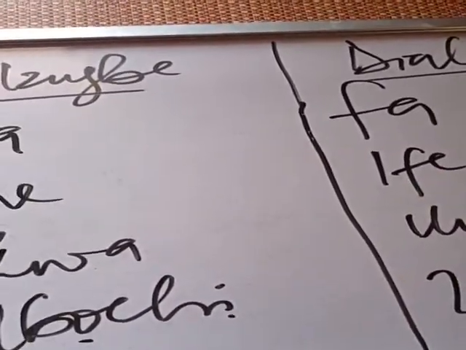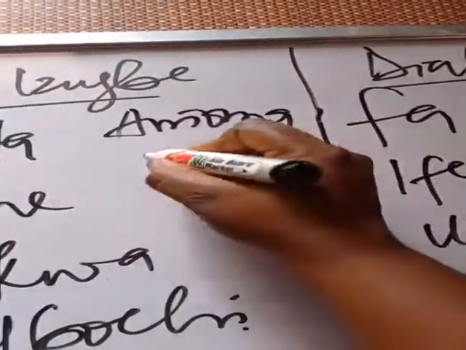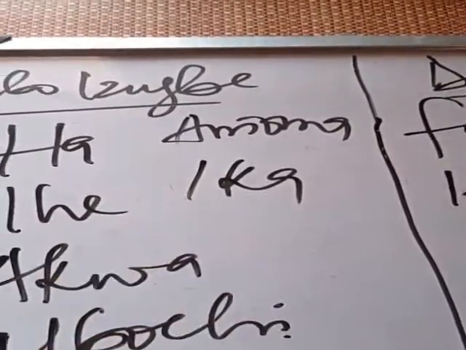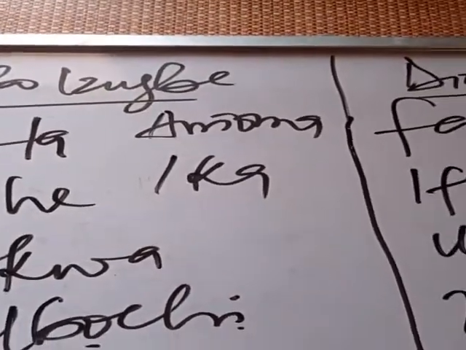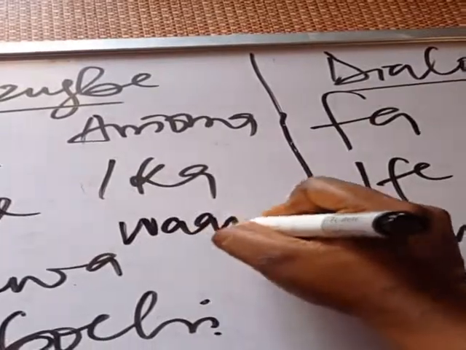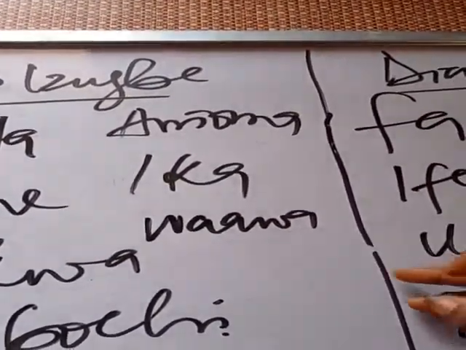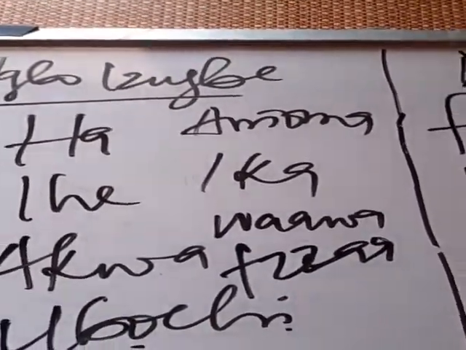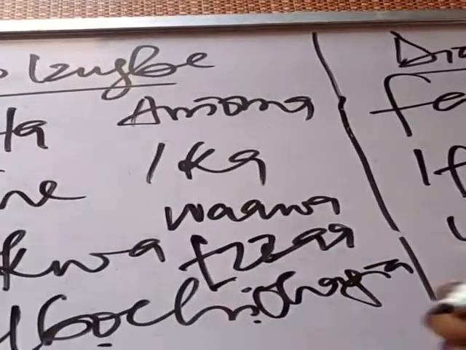We have Anioma dialects. We have Ika dialects. We have some other towns with their own dialects. We have Wawa dialects, Ngwa dialects, Ohofia dialects, Iza dialects. Everybody has their own dialects and how they speak.